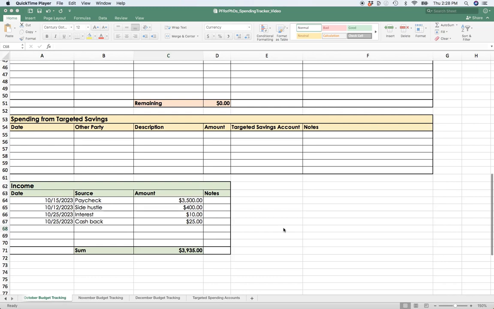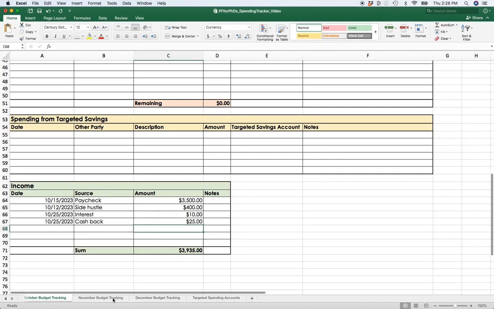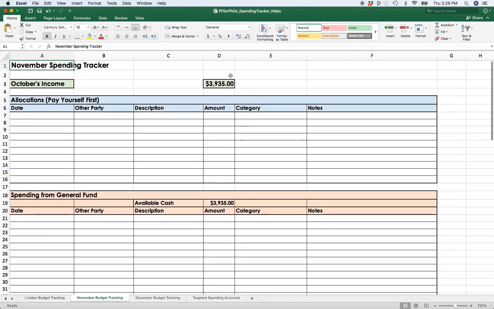So in this example, in the course of October, you had $3,935 worth of income. And that number gets pulled over to the top of our November spending tracker. So there's that number from October.